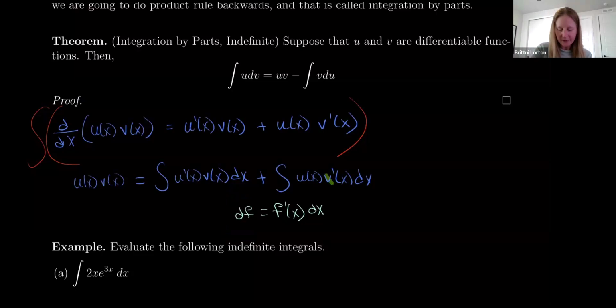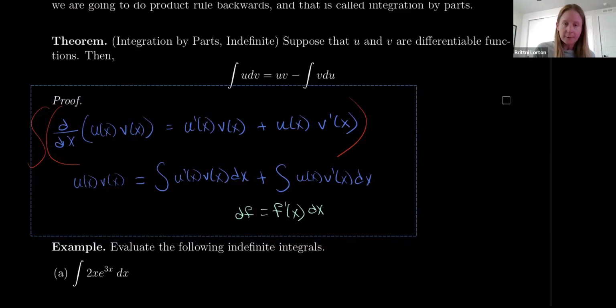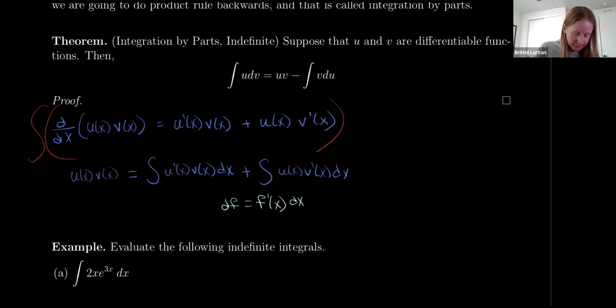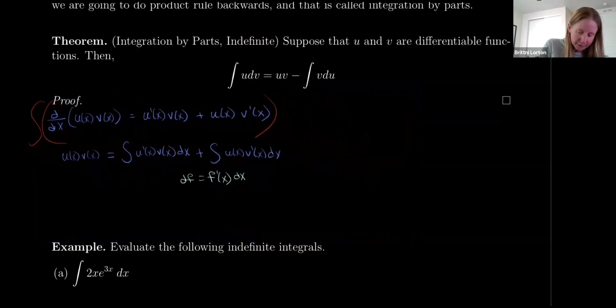So instead of seeing this as v prime dx, I could just call that dv. I'm using the letter v for the name of that function. Really, it truly doesn't matter so much. The reason I bring that up is just to simplify the notation. So I've got to give myself a little bit of space. I realize there's not quite enough space here, but that's okay. So I'm going to rewrite this as u times v equals the integral of v times du plus the integral of u times dv.